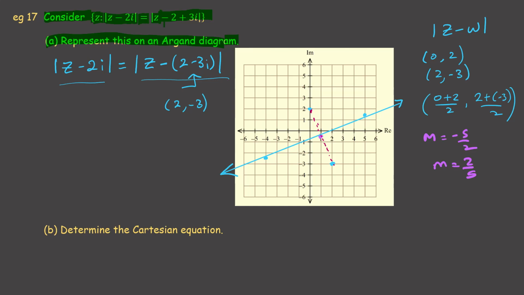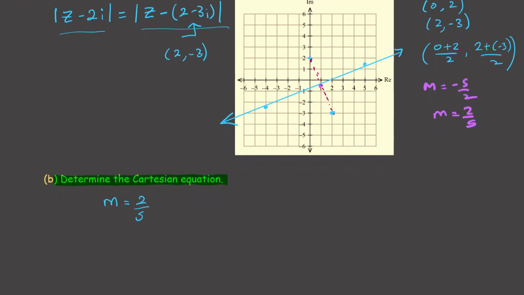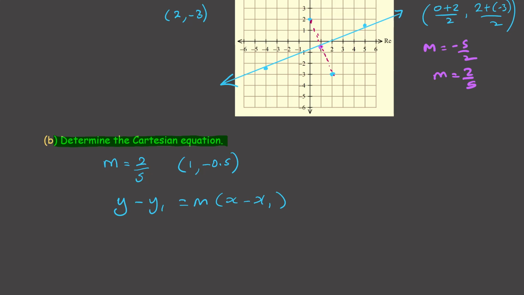Okay, we want to determine the Cartesian equation. Well, we just discussed that we know the gradient is 2/5. We also know that it goes through the point 1, negative 0.5. So we could use y minus y1 equals m(x minus x1), or you can use y equals mx plus c. I like doing it this way. So we've got y plus a half is equal to 2/5 of (x take 1).